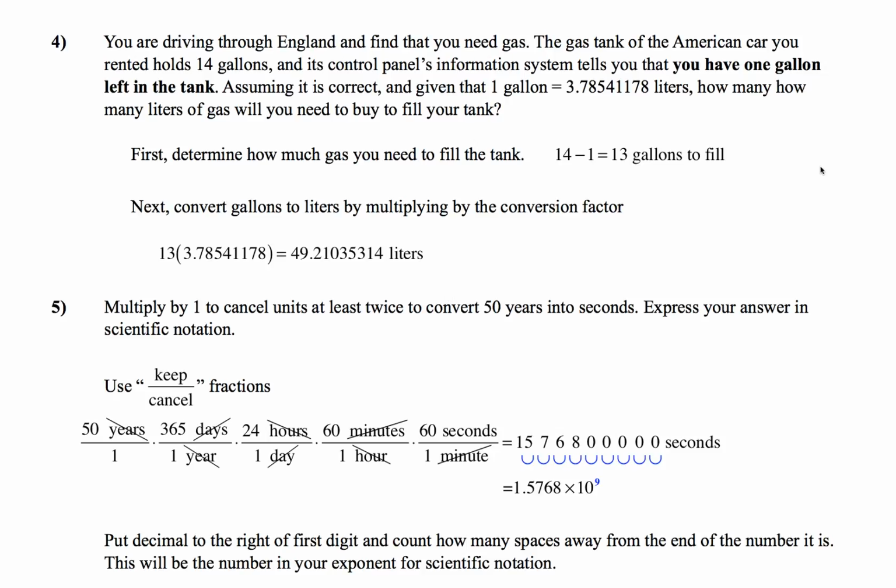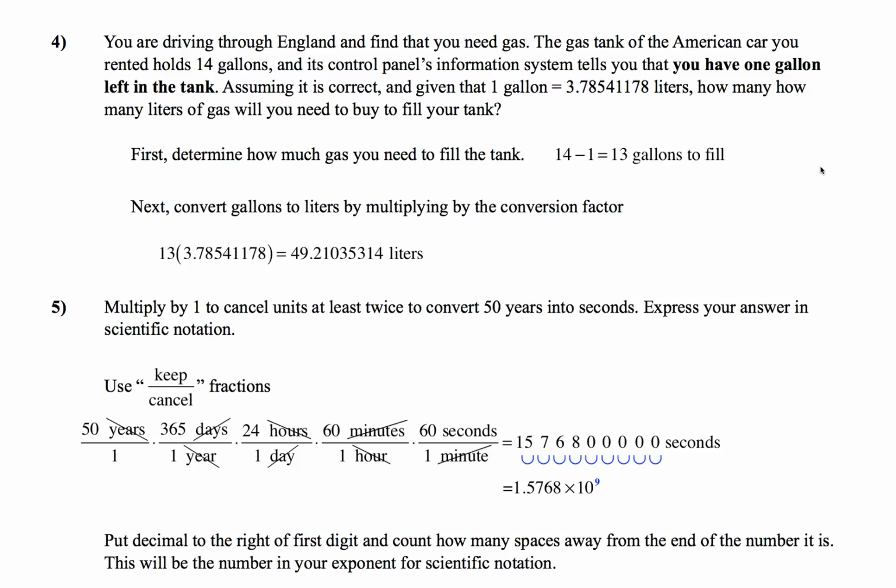We'll pick back up with the next several questions, and we'll start at number 4 since we ended with number 3 in the first video. Driving through England, you find that you need gas. You are driving an American car that you rented somewhere, and it holds 14 gallons. The control panel's information system tells you that you have 1 gallon left in the tank.